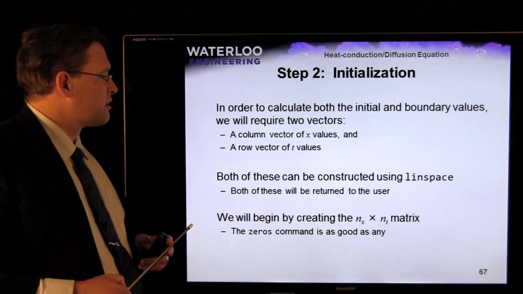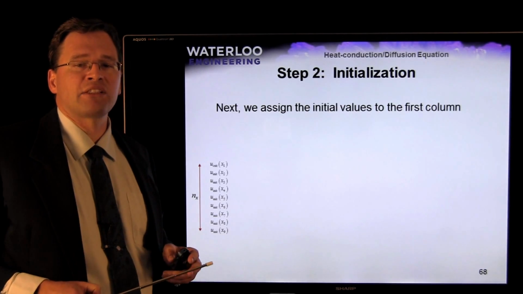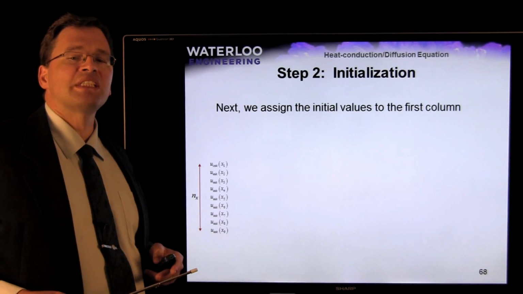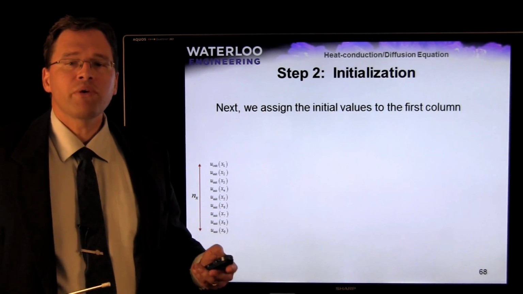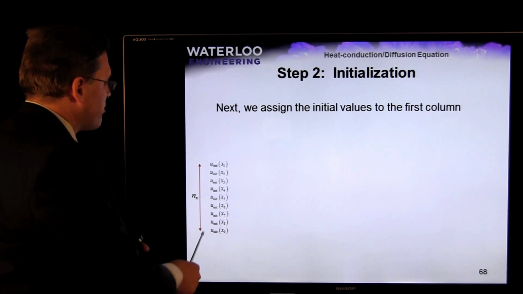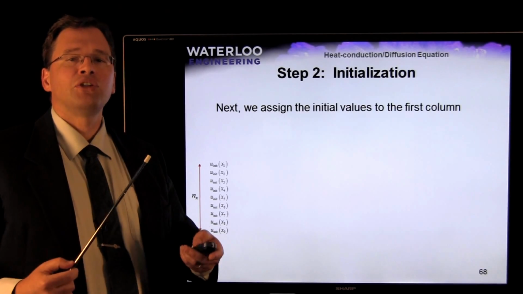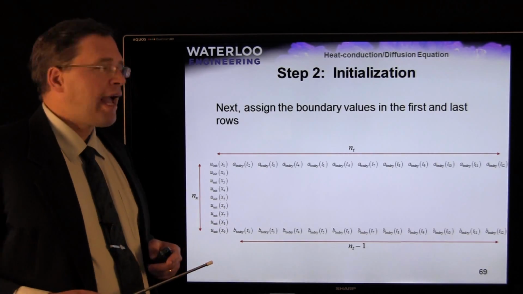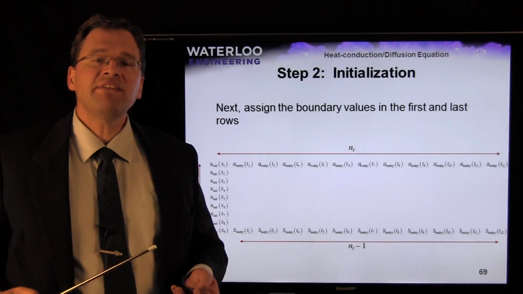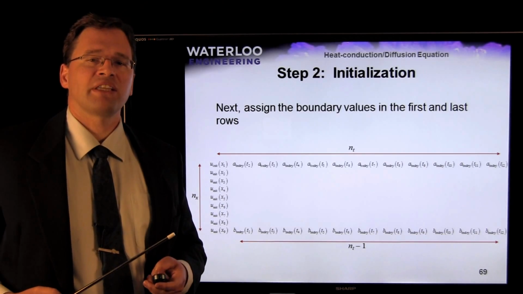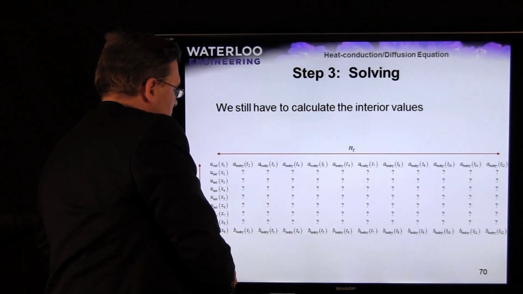Next, we're going to carry on by constructing a matrix of size n sub x by n sub t, and the zeros command is as good as any. Now we have to assign the initial values in the first column of our matrix. Well, that's not that hard. We know what our x values are. We found that with linspace, and we can now pass that vector of x values to our u sub init function. And we have to find the boundary values, and we can pass our vector of t values to our boundary value function that will be passed in. That gives us our boundaries, both in space and time.